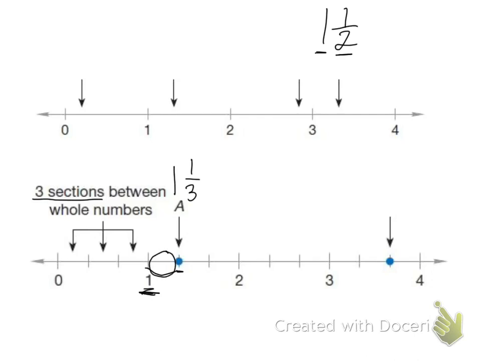For this arrow over here, we go all the way up to the 3, which is my whole number, because 4 is too far. And then I count the sections. So that's 1, 2. There's 2 sections in between the 3 and this point. So that means that the point is pointing at 3 and 2/3.